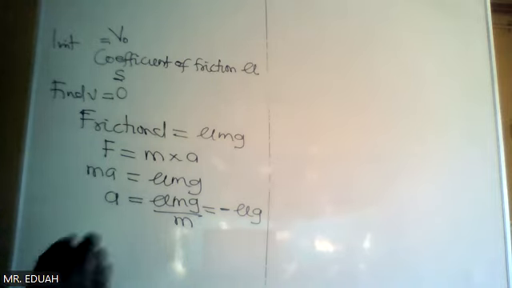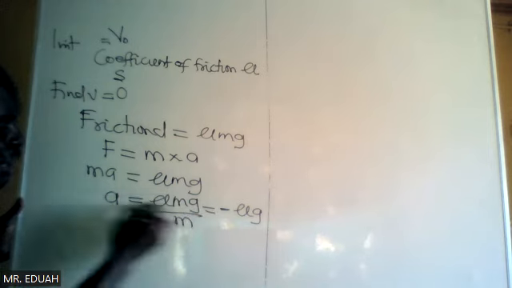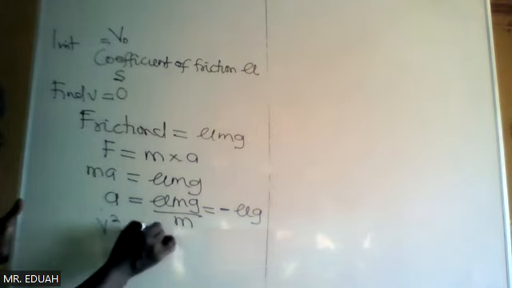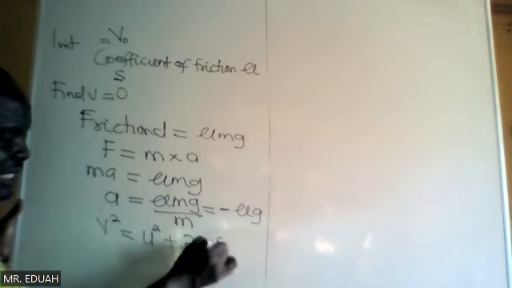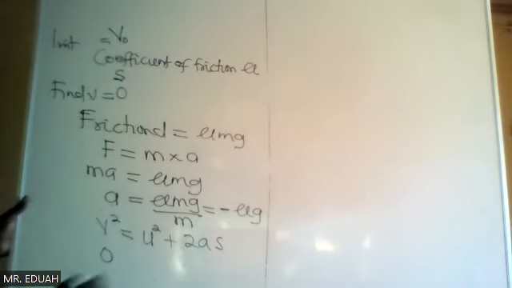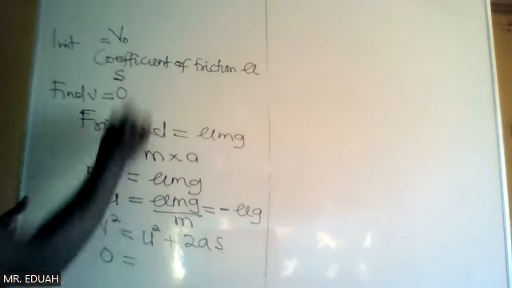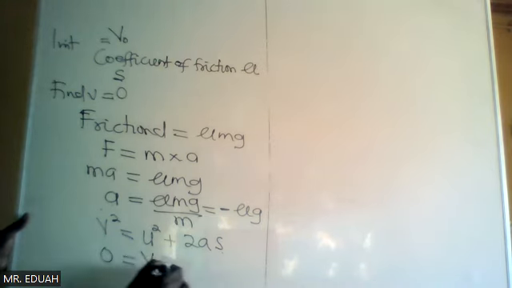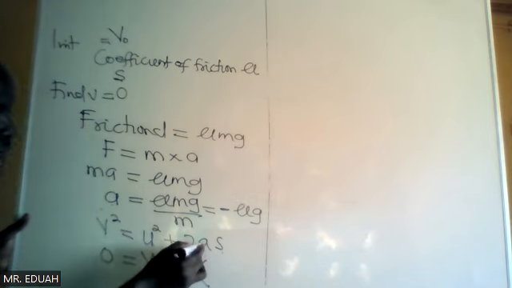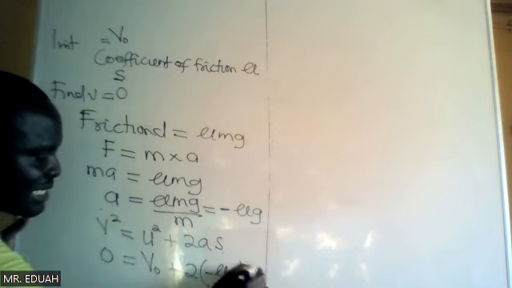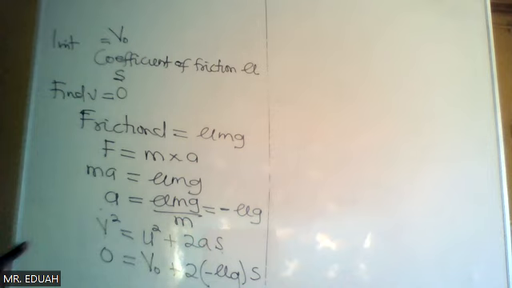Now, if this is the expression for A, then using v squared is equal to u squared plus 2as, we are looking for s, the distance traveled. v is 0. u is given to us as v naught. And this is plus 2 times the acceleration, which is minus mu g, then the distance is s. Let's make this the subject.